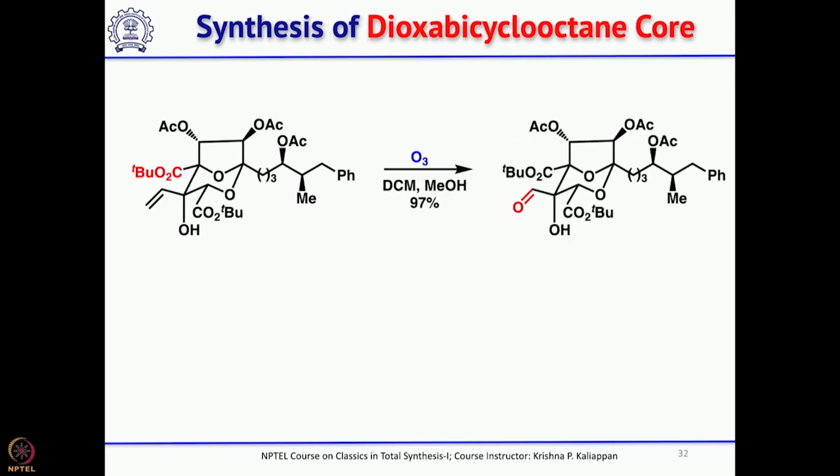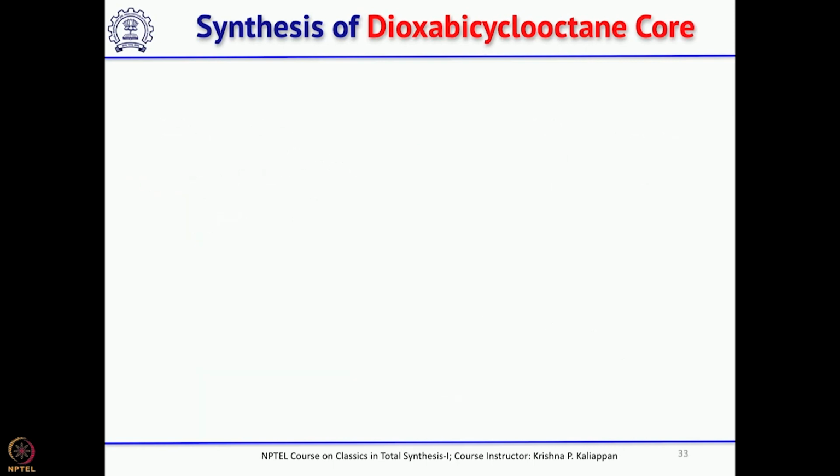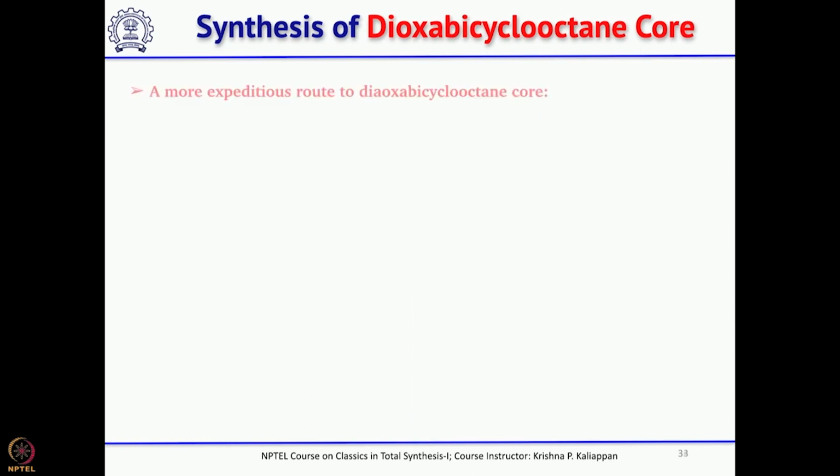Then ozonolysis of the vinyl group gave aldehyde, so that also was oxidized using Pinnick oxidation condition to get the carboxylic acid. Now if you look at this carefully, the third carboxylic acid also was esterified using the same method to get the tertiary butyl ester.